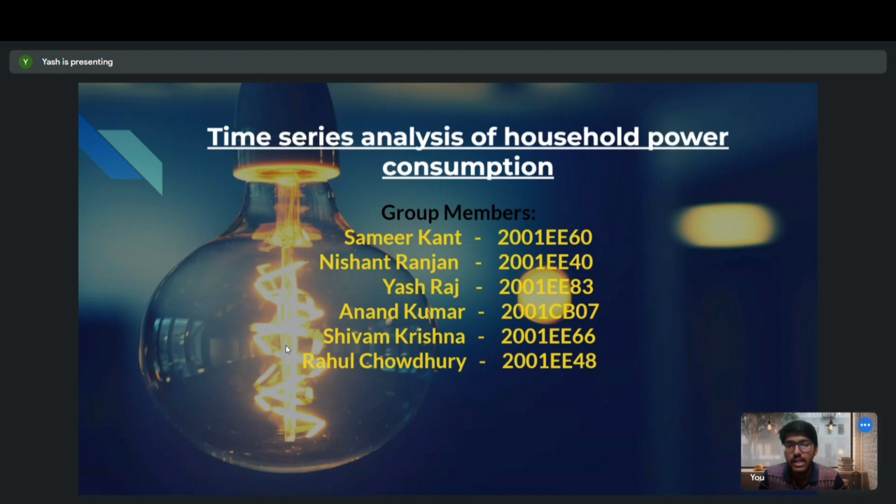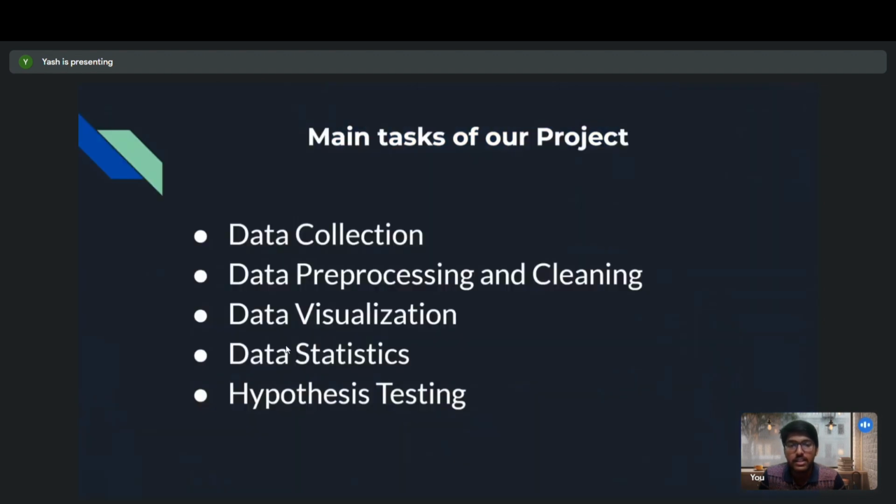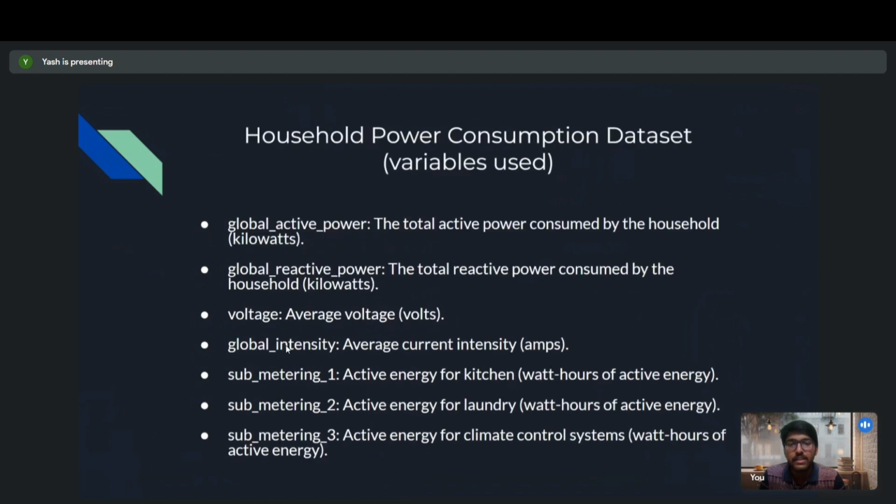So the very first task of this project is data collection. Our data includes the record of electrical consumption for a single household over 4 years. Every minute observation of power consumption within the household from December 2006 to November 2010 has been included in that. It has 7 variables measured for different date and time.